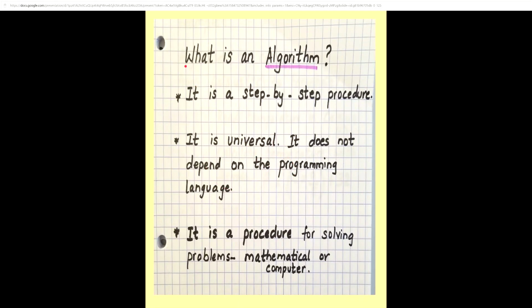So what is an algorithm, you may be asking? Well, an algorithm is a step-by-step procedure. It's do this, do this, do this, do this. And it's universal. It does not depend on the programming language. And it is a procedure for solving problems, mathematical or computer or real life.